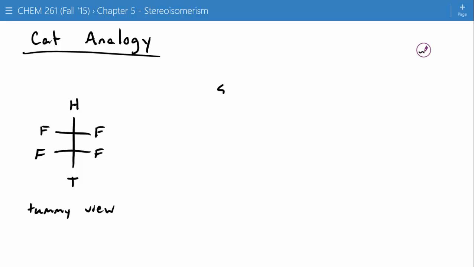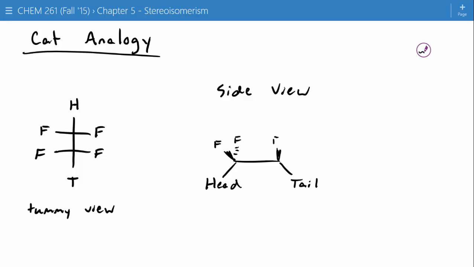So if you do the side view, what you really have is your cat head. You've got a foot going out like this, foot going back like that, foot going out like that, and foot going out like that, right? I'm not going to even attempt to draw an actual cartoon cat.